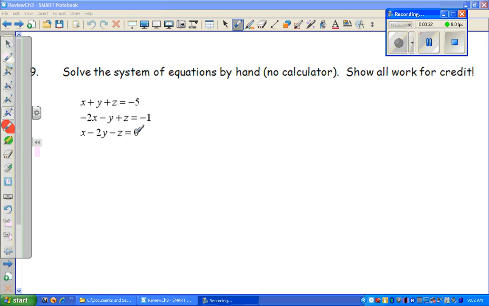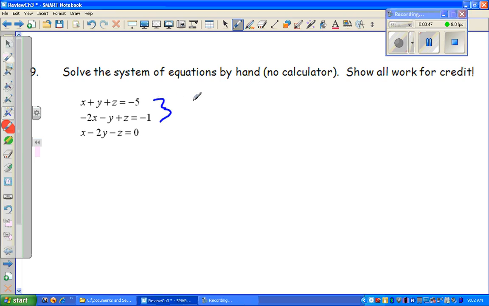It really doesn't matter what letter you pick, whatever looks the easiest for you. For some reason, I picked to eliminate the y's. I think I was looking at the top 2 equations and saw that one has a plus y and one has a minus y, so that's what I went for. So in these first 2 equations, I'm going to rewrite them over here. We have x plus y plus z equals negative 5. That's the top equation. And then the bottom equation was negative 2x minus y plus z equals negative 1.